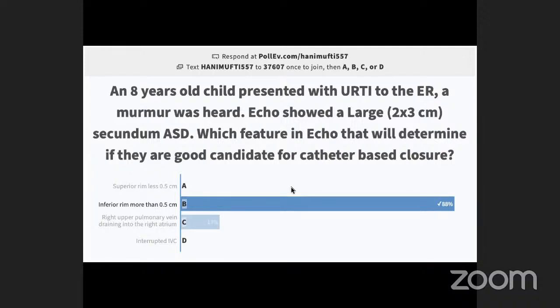Okay. Good. That's all. Superior rim less than 0.5. Is that good or bad? You guys remember from my lecture yesterday, I said superior rim less than 0.5 is a problem, but it's not an absolute contraindication. Some of the interventional guys or girls will say, oh, it's less than 0.5, I don't want to risk it because of the aortic root erosion. Yeah, erosions and ulcerations. Okay, perfect. So this is good.